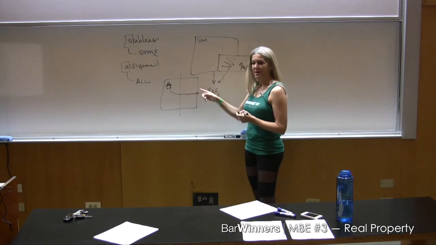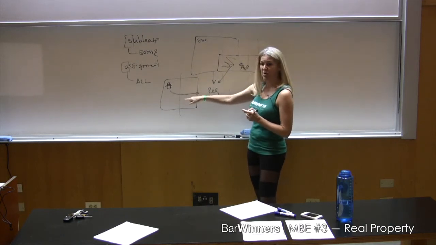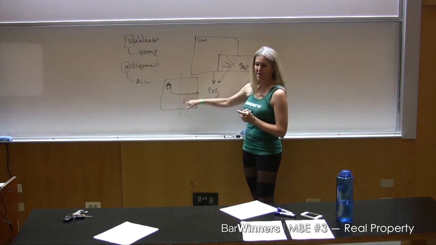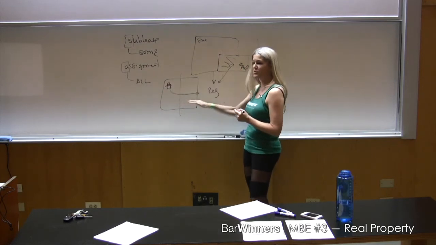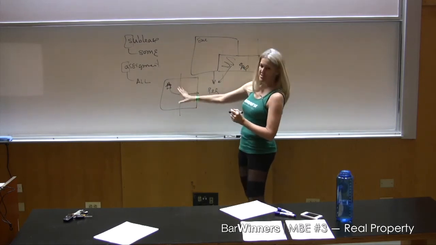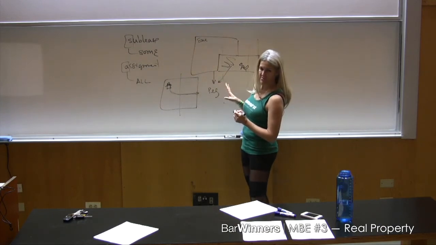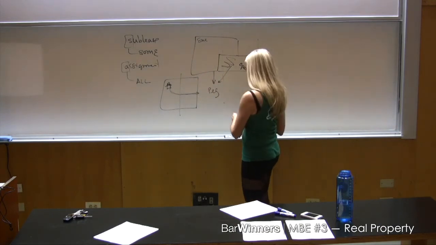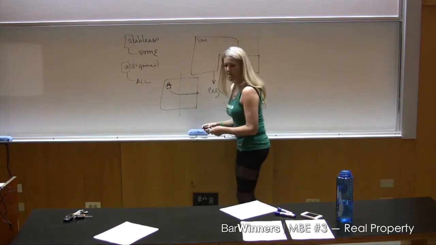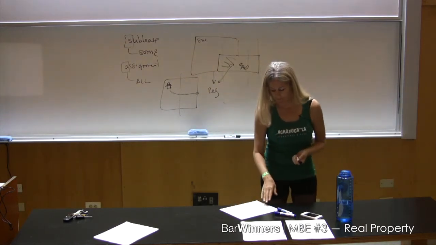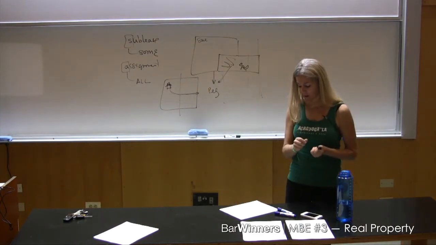There has to have been the driveway. If there was no driveway, there will be no easement implied by prior use. So he's been using the driveway, then he sells this part. That's the easement implied by prior use. The easement implied by necessity has only one situation, and that is for ingress and egress.